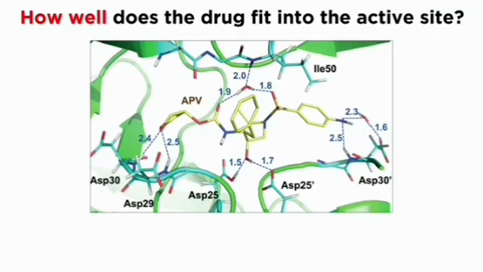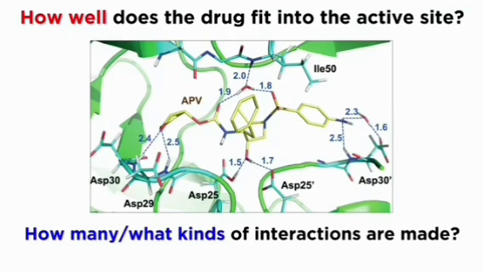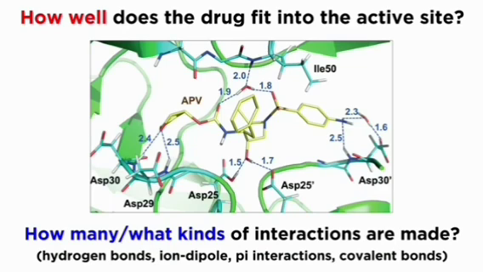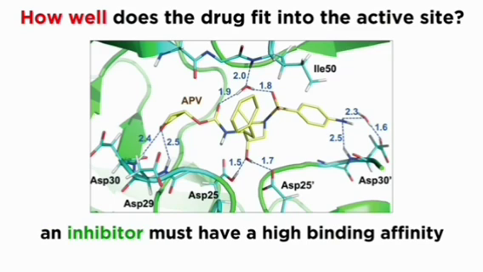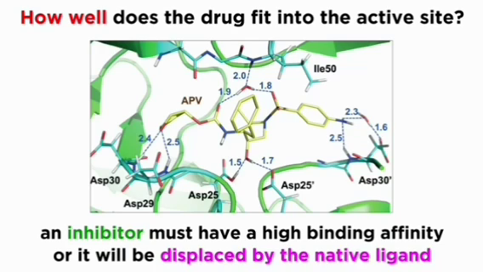How well does the drug fit into the active site? How many electrostatic interactions are being made, and of what variety? Are there hydrogen bonds? Perhaps even covalent interactions? If the drug is acting as an inhibitor, then a high binding affinity will be crucial in order to have reasonable efficacy, because if the binding affinity is low, then when the native ligand comes along, which is the molecule that is supposed to go in the active site, it will most likely have a higher binding affinity than the drug and will displace it. Thus, no inhibition can be achieved.